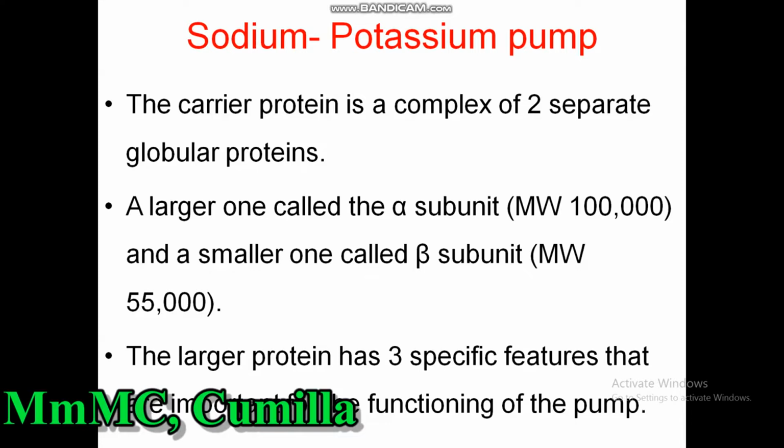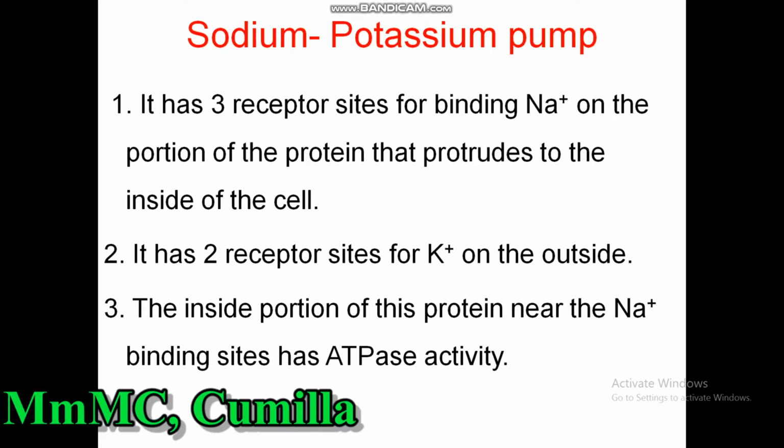The carrier protein of the sodium potassium pump is a complex of two separate globular proteins. One is the larger subunit, known as the alpha subunit, whose molecular weight is 1 lakh, and the smaller one is the beta subunit, whose molecular weight is 55,000. It has 3 receptor sites for binding of sodium on the portion of the protein that protrudes to the inside of the cell, and 2 receptor sites for potassium to the outside. Inside the portion of this protein near the sodium binding site, there is sodium potassium ATPase activity.